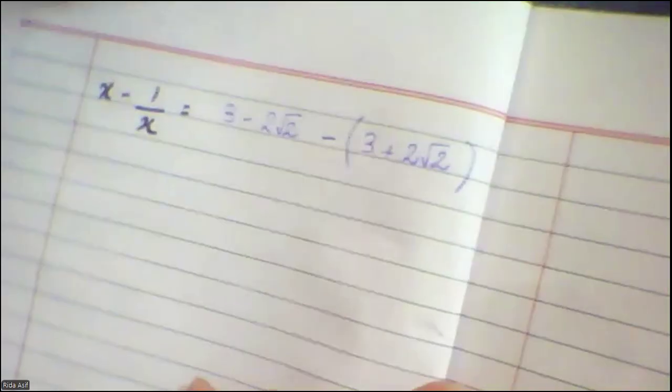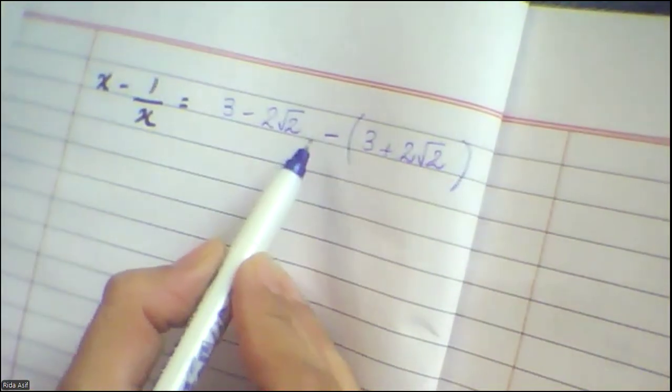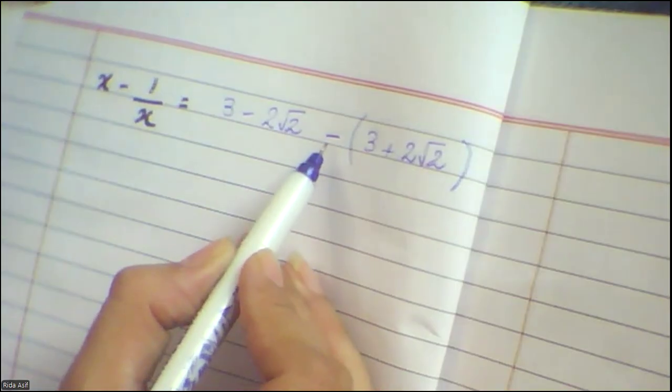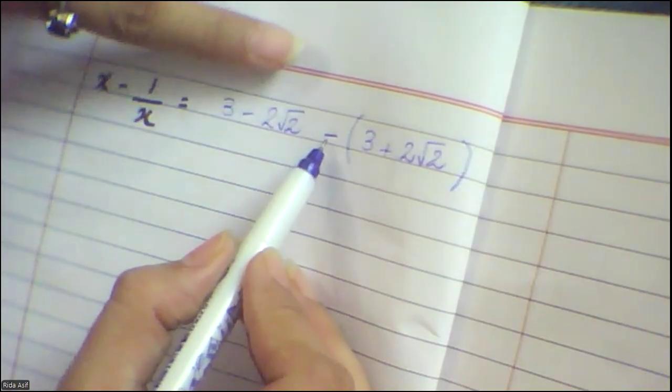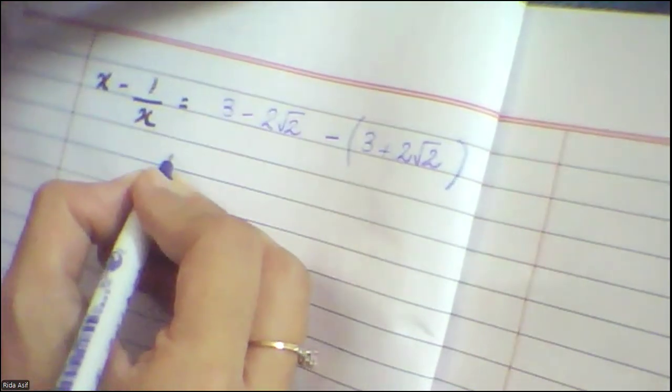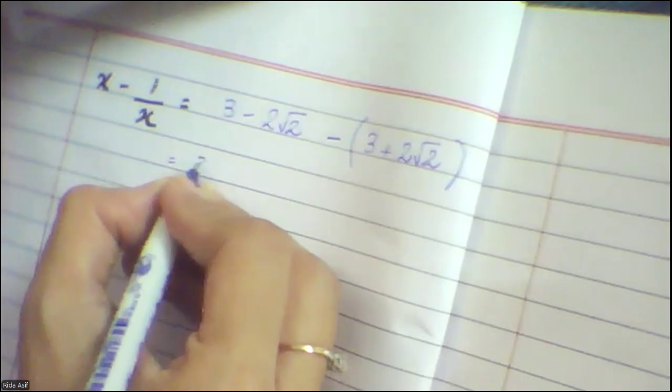Now we have to put 1 upon x within the bracket, because here we can see the negative sign, students, and we know that if there is a negative sign outside the bracket, it will change all the signs in the bracket.